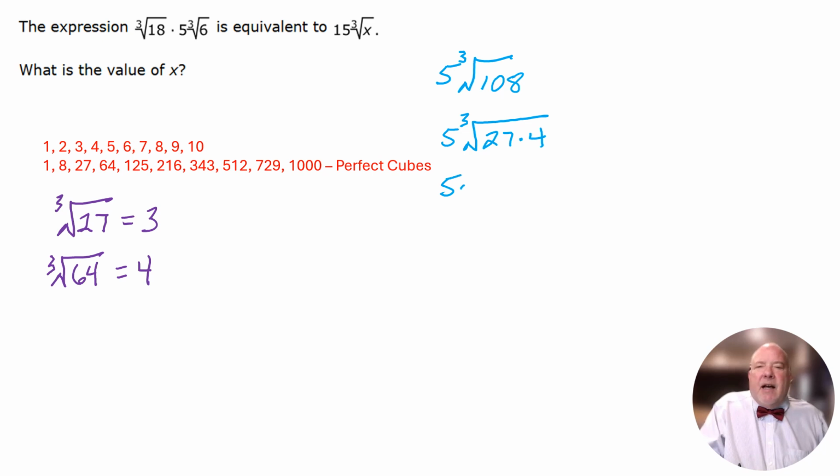So then I have the 5 times the 3 that I just brought out, and that's times the cube root of 4. And I can't do anything else with the 4. It doesn't have any factors that are perfect cubes. So the last piece is just to multiply the 5 and 3 together. So I get 15 times the cube root of 4. And the question was asking us what's the value of x. And x is what's under the radical. So in this case, that value would be 4.